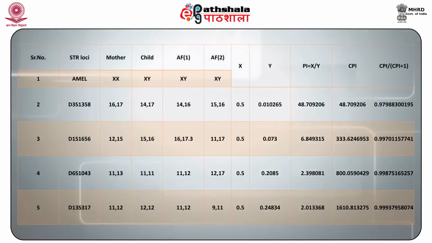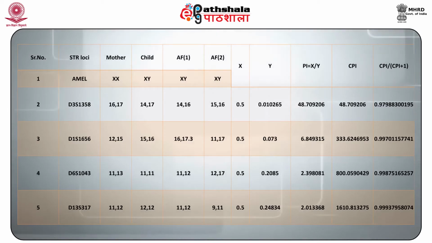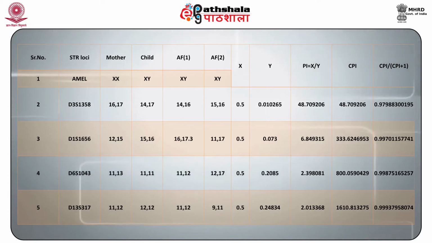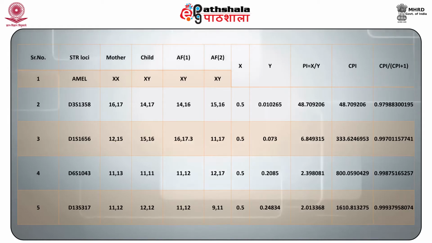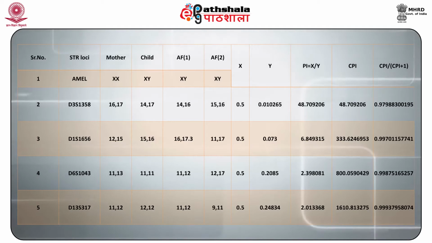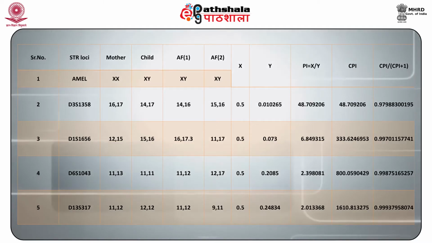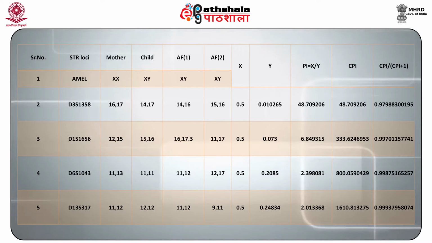under the column XX, it is the DNA profile or STR profile of the mother, and under the column child, the XY, it is the profile of the child, and then AF, alleged father 1 and alleged father 2. Here the allegation is on two persons, whether they are the biological father of the child or not.